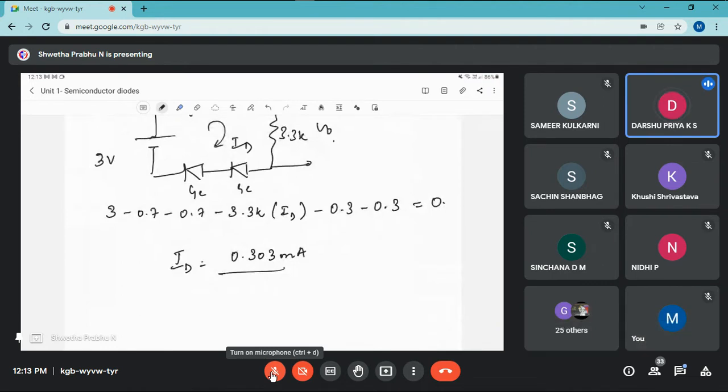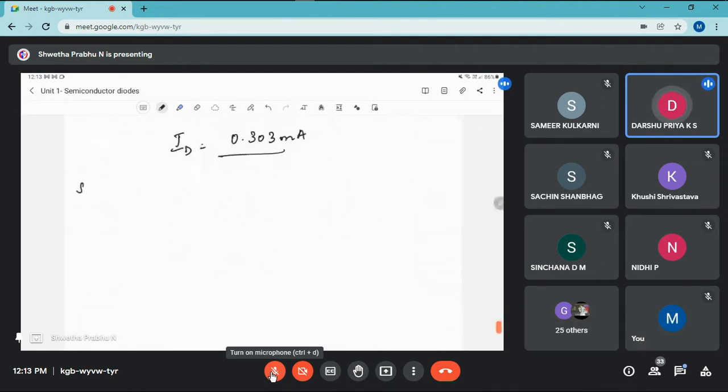I'm 0.303 milliampere. Correct. Next. Correct.